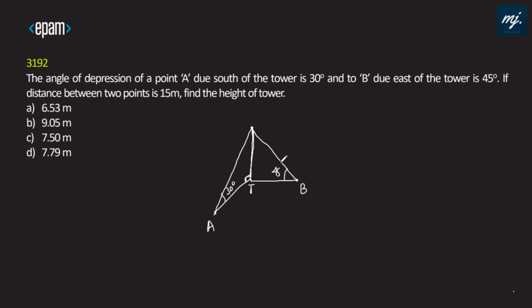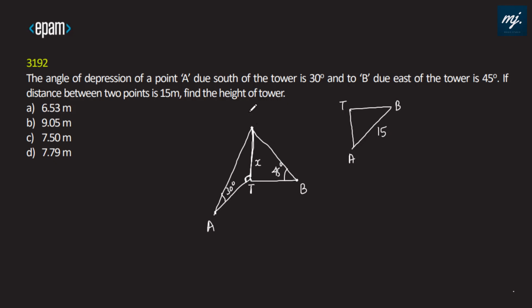Fair enough. If the distance between the 2 points is 15 meters, the diagram between the 2 points we can make in 2D. And it will look like this. This is T, this is A, and this is B. The distance between these 2 points is given as 15 meters. What is the height of the tower? Let the height of the tower be x.